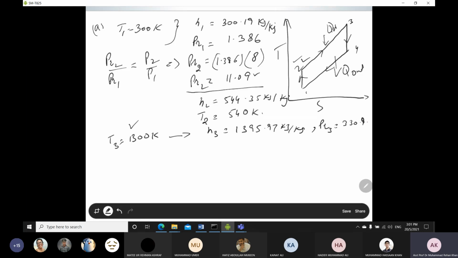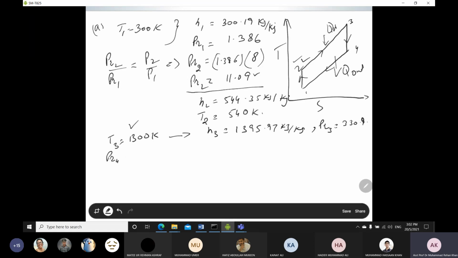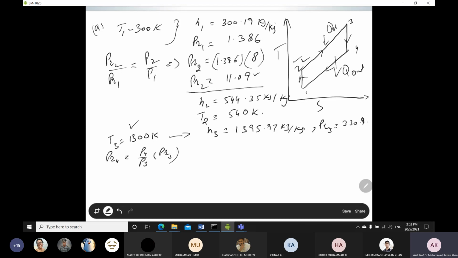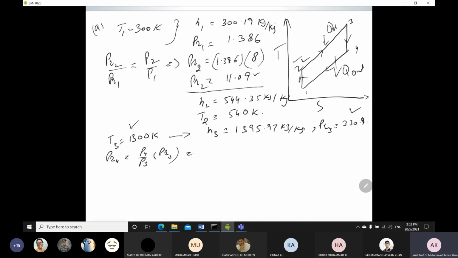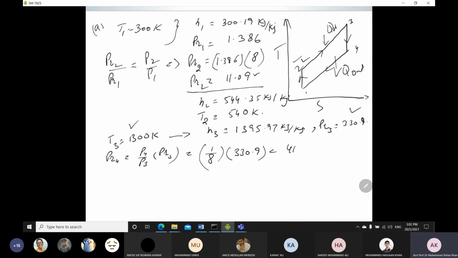Now apply another equation for the isentropic process 3 to 4, which is PR4 equal to P4 over P3 times PR3. PR3 is now known to us, and P4 over P3 is basically the inverse of the pressure ratio. So simply we can say 1 over 8, and PR3 is 330.9. If we solve it, it turns out to be 41.36.